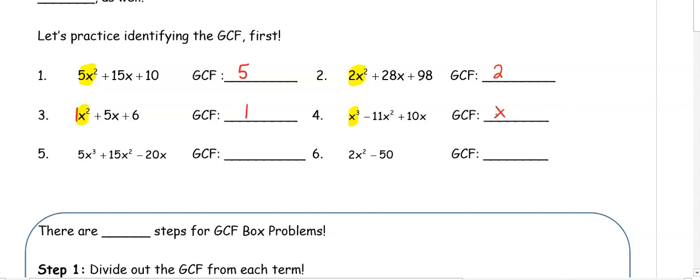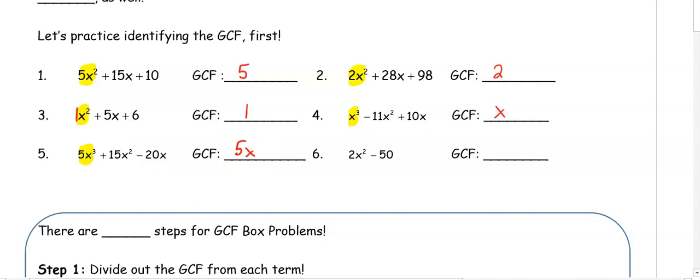In number 5, we have 5x cubed. So there's 2 problems here. It's not x squared, it's x cubed, which means that we can factor out an x because everything has one more x than it needs. We can also divide everything by 5 because 15 and 20 are divisible by 5. So our GCF would be 5x, which would get us back to x squared.